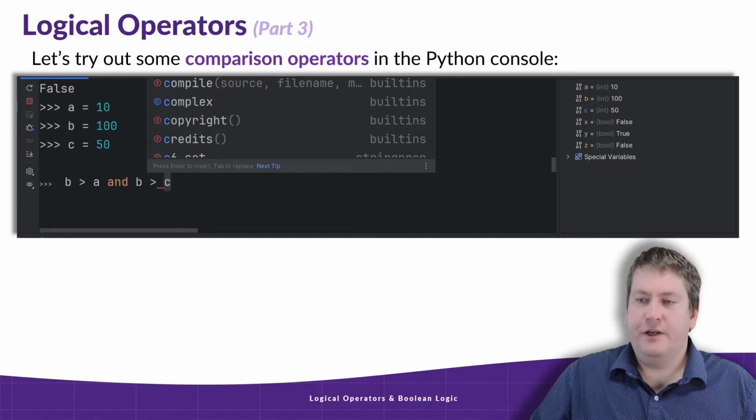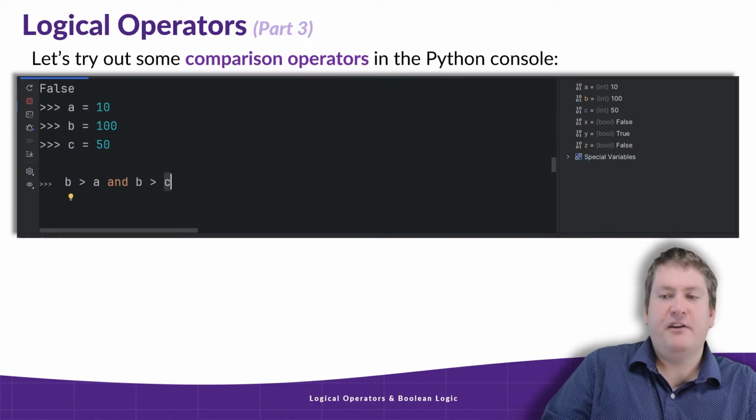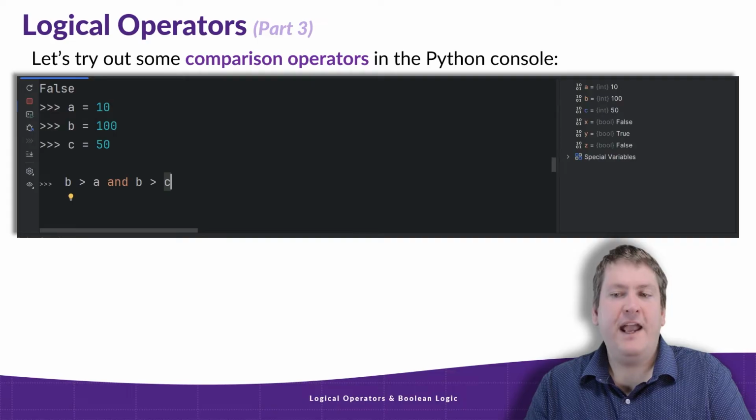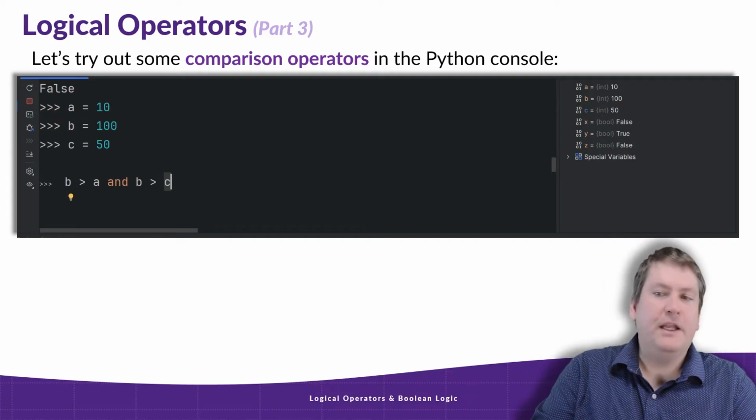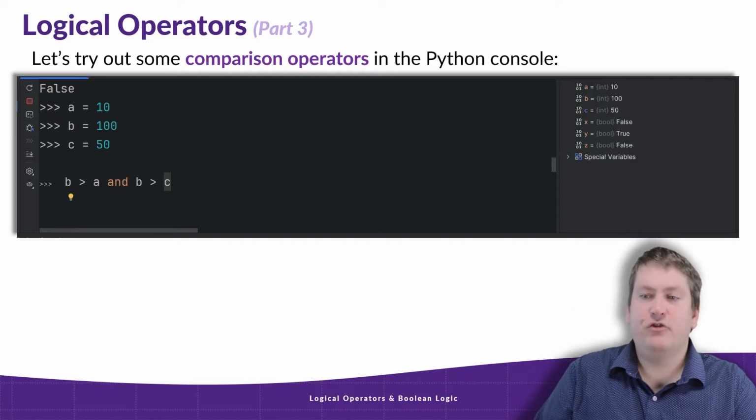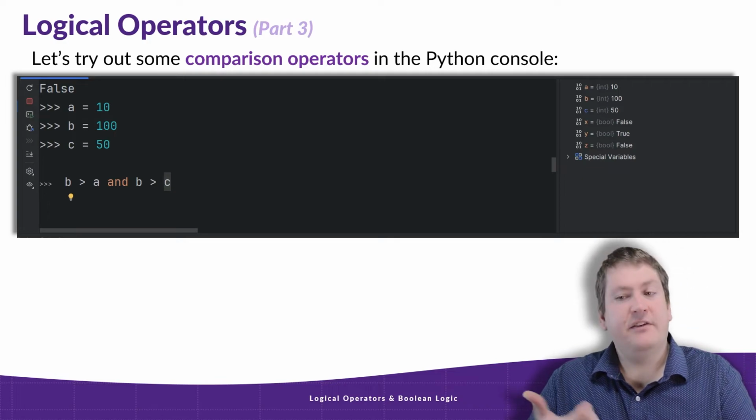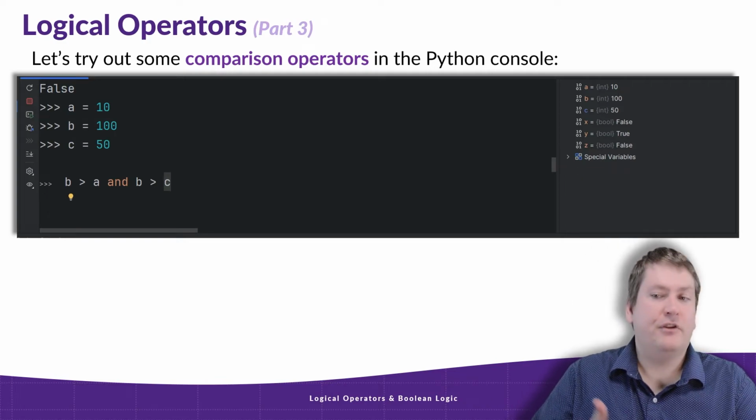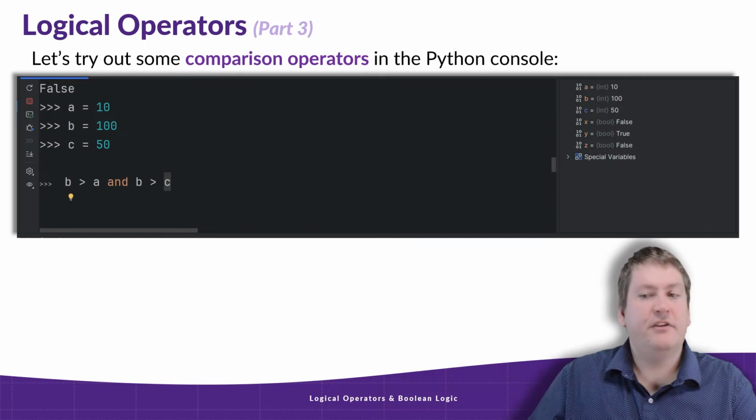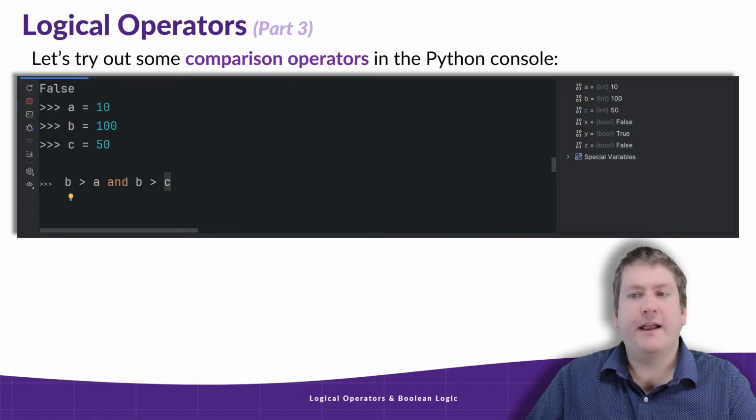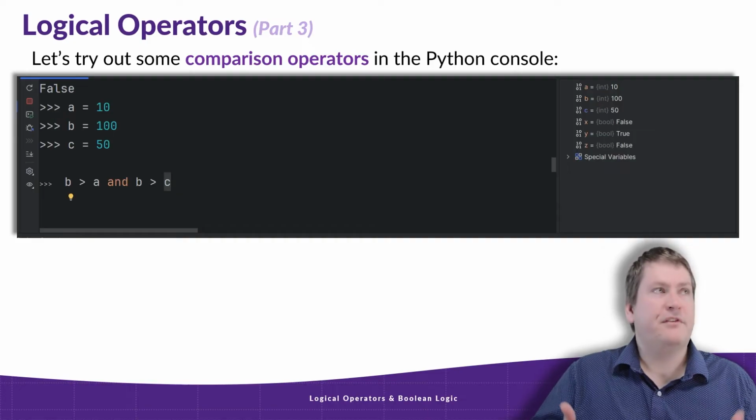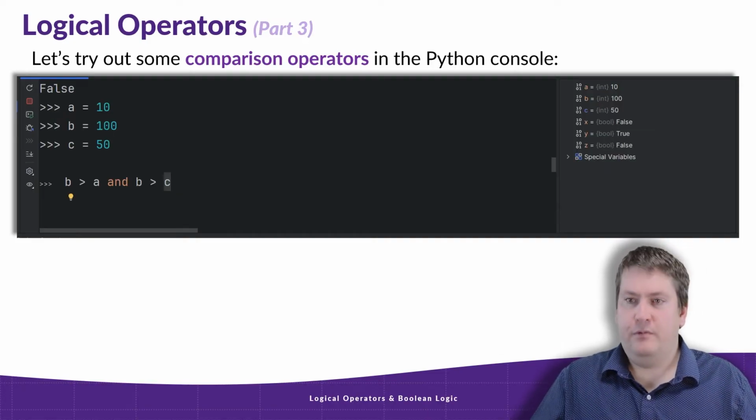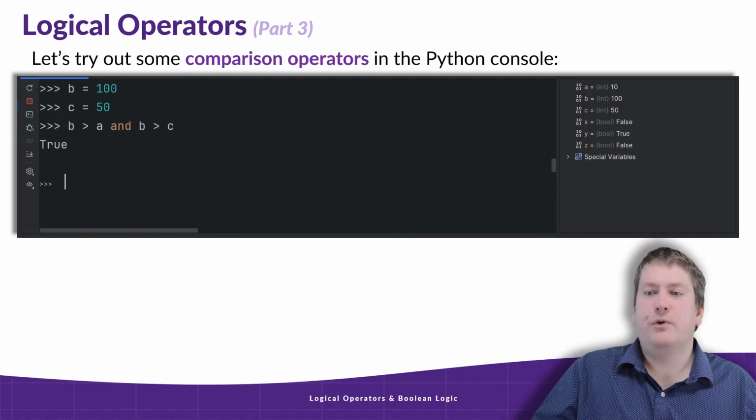So what this is going to do is it's going to look up the value of B, it's going to look up the value of A, and then it's going to compare, is B greater than A? In that case, it should give true. And then on the other side, it's going to do that comparison first. So it's going to look up the value of B, which is 100. It's going to look up the value of C. It's going to do that comparison. 100 is greater than 50. It's going to return true. And then the result will be true and true. And we do get true in this case.